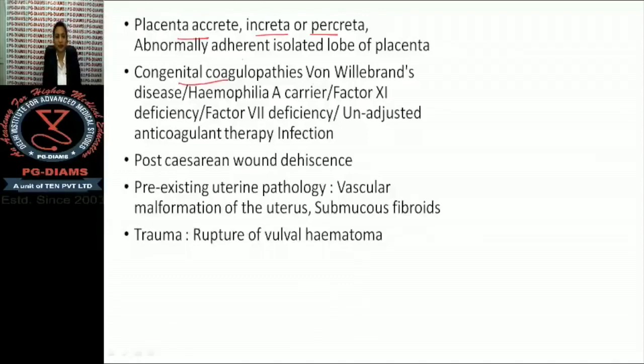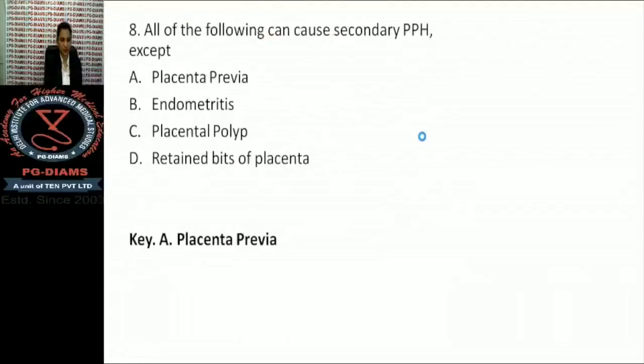Congenital coagulopathies will be another reason, post-cesarean wound dehiscence, pre-existing uterine pathology, a vascular malformation, a submucous fibroid. Now pre-existing uterine pathologies can come into play and then they can cause bleeding up to 12 weeks of delivery. Rupture of vulval hematoma. If there was a vulval hematoma at the time of delivery and then it ruptures later, it can cause secondary PPH. So your answer here is simply placenta previa.